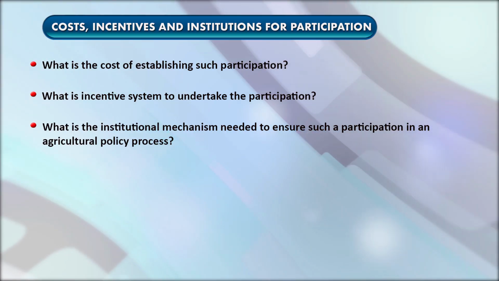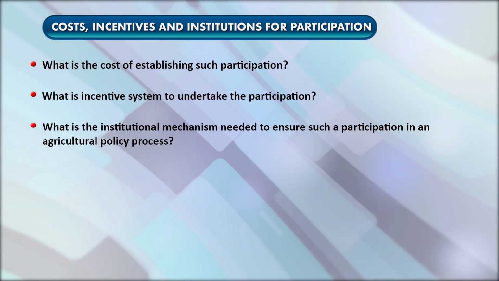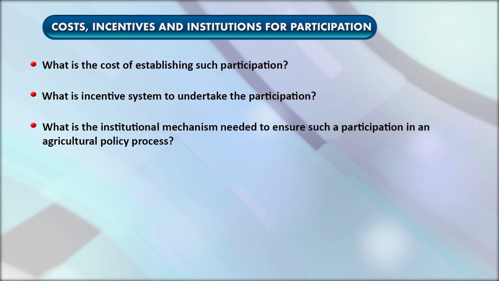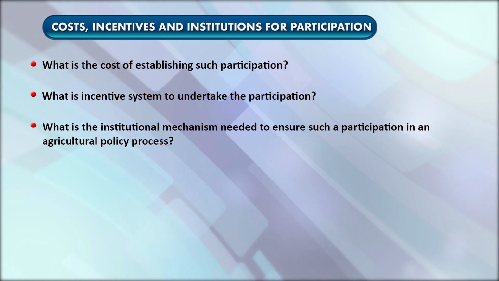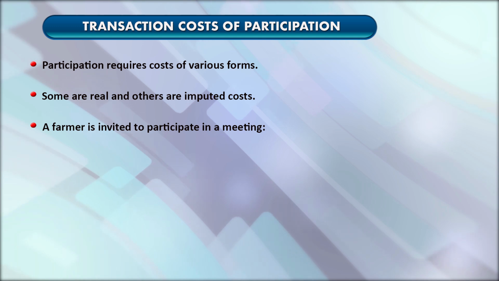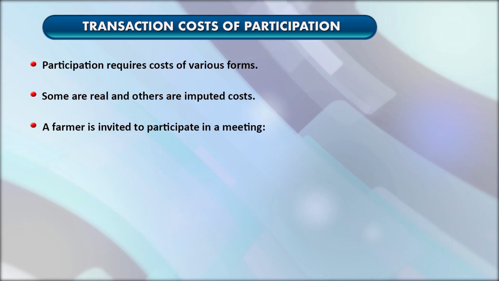Now we will talk about the cost, incentive and institution for the policy participation process. Here we should understand what the cost of establishing such participation is, and what the incentive system is to undertake the participation. Then we will also talk about the institutional mechanism needed to ensure such participation in the agriculture policy process. So let us first understand the transaction cost of participation. When we request people to participate in the policy process, there is some cost involved, and we need to understand what that cost actually is.